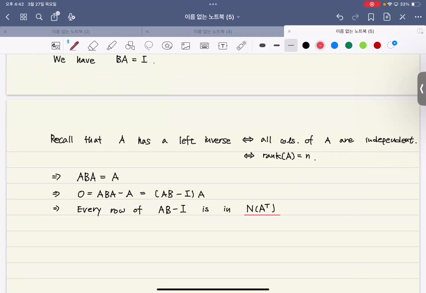All right. So I want to consider the dimension of this space. The number of columns of A is n, so the dimension of this space is n minus rank A. You know how to compute the dimensions of these four fundamental spaces. But also we know that the rank of A is n. So this is a zero dimensional vector space. So the conclusion is this space has only one single vector, the zero vector only. So every row of AB minus I must be the zero vector. That leaves only one option: AB minus I must be the zero matrix.